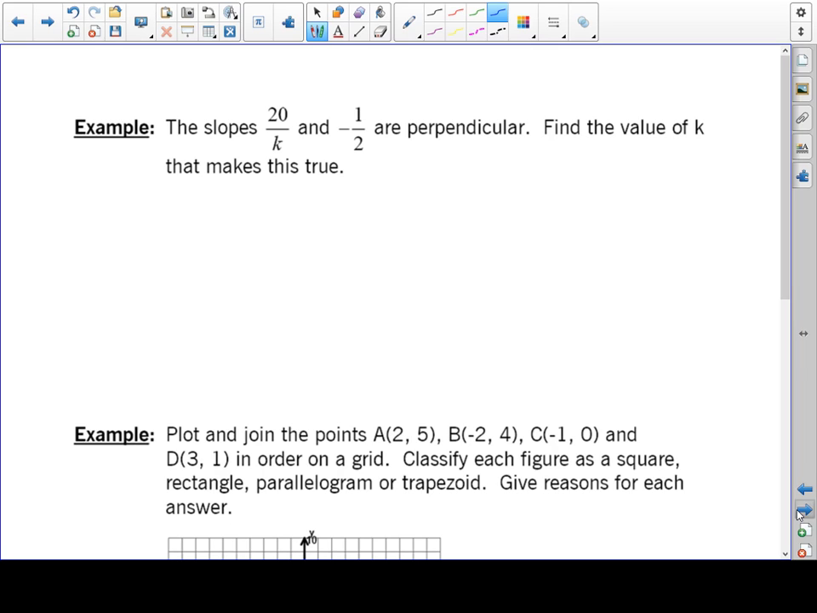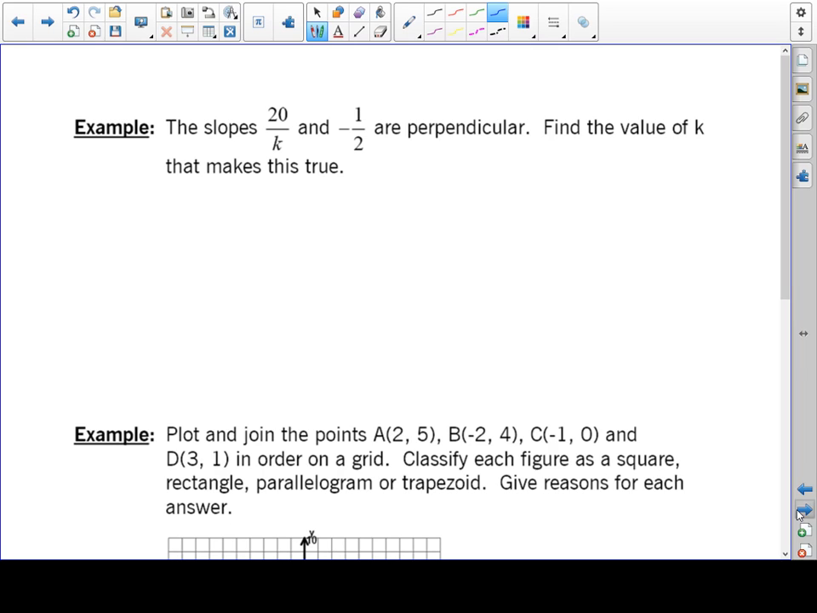Next one. The slopes 20 over k and negative 1/2 are perpendicular. Find the value of k that makes this true. So what can you tell me about perpendicular slopes? This is a little trickier. What else can you tell me? Do you have a 90-degree angle? Sure. But it's going to be hard to measure that right now because we have no lines. The product is negative 1. That's right, product of their slopes.